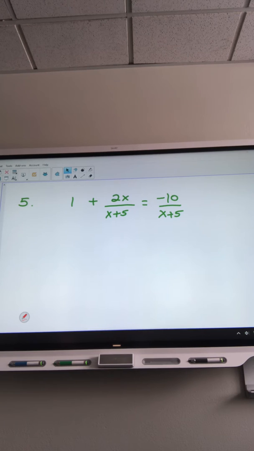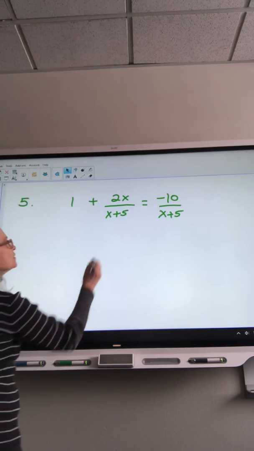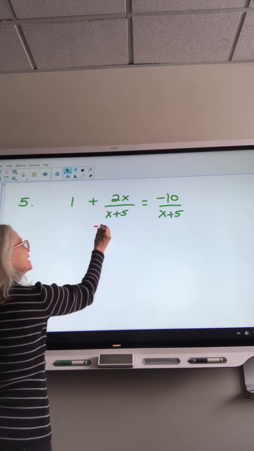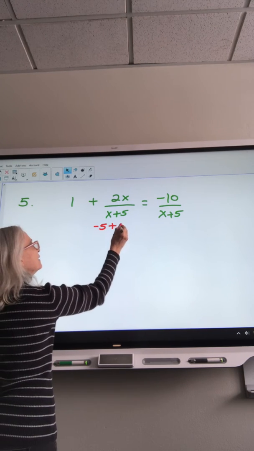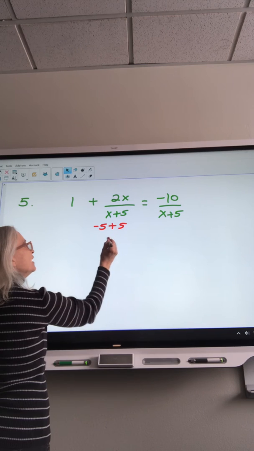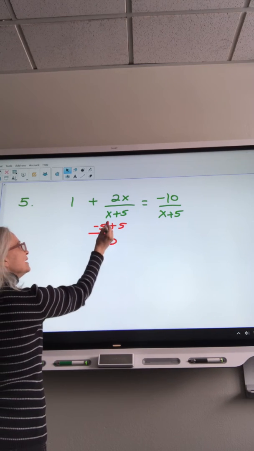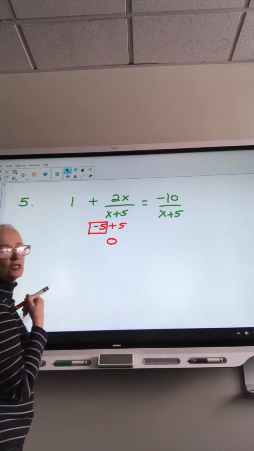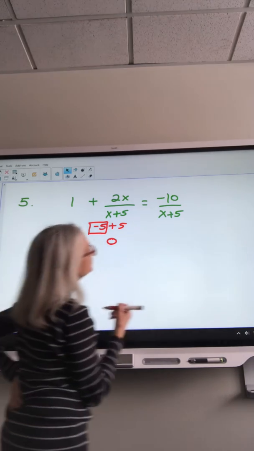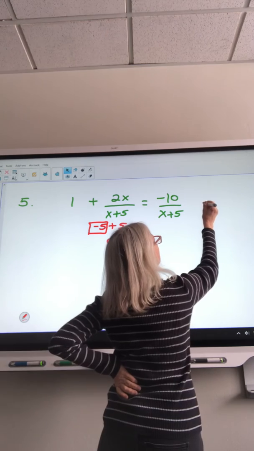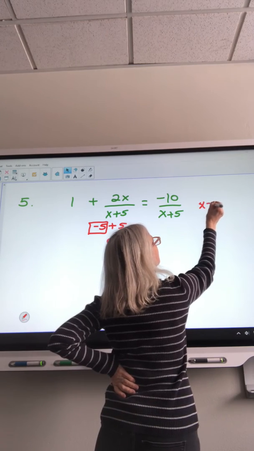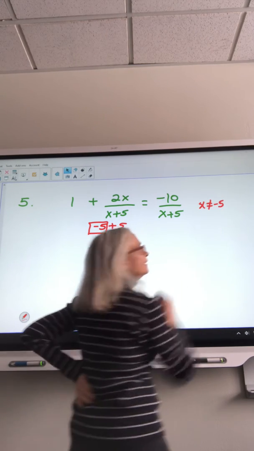Okay, so for this one, x plus 5 is the denominator. So if x was a negative 5, negative 5 plus 5 gives me 0. That would mean we can't have a negative 5 for a solution of the denominator because it would give us a 0. So here x cannot equal a negative 5.